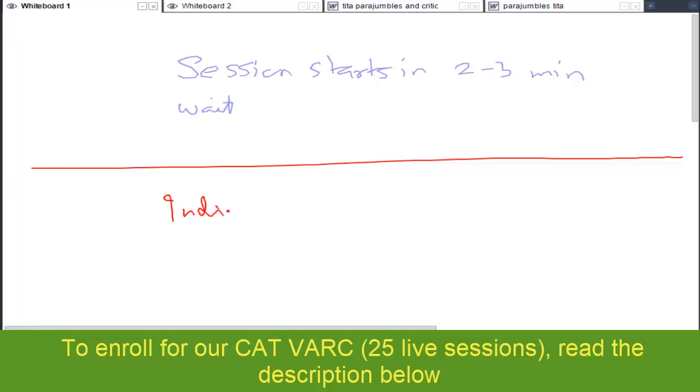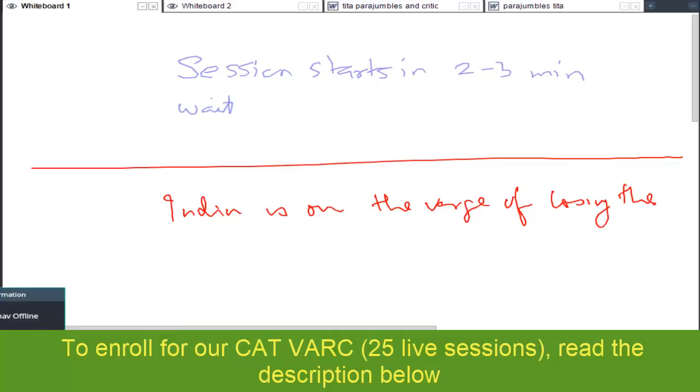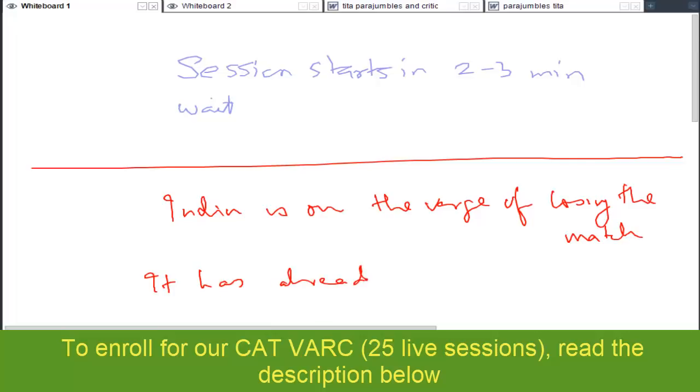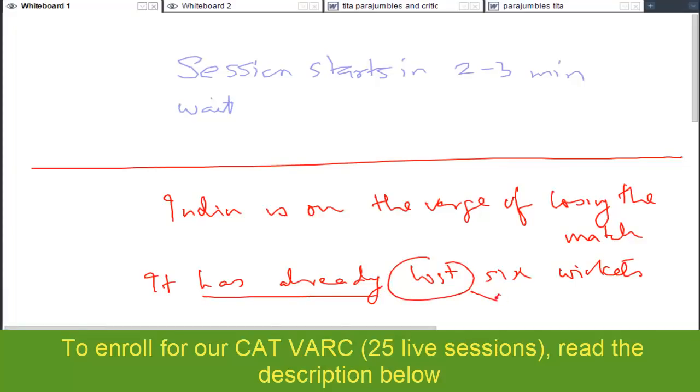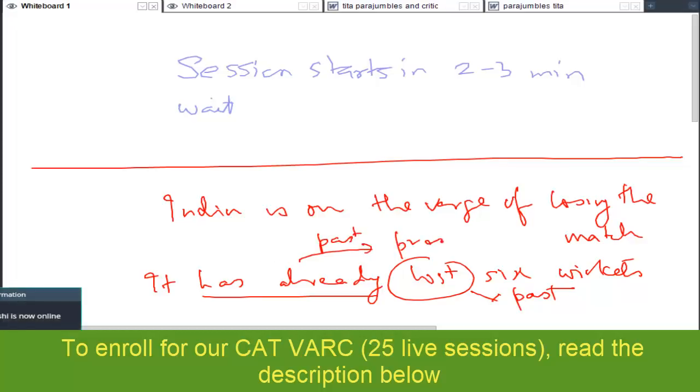India is on the verge of losing the match. Correct? It has already lost 6 wickets. Now, this has happened in the past, correct? When you say it has already lost, that means it is basically the past tense, or something that has come from the past and is relevant in the present time. Correct? This is what the word already means.